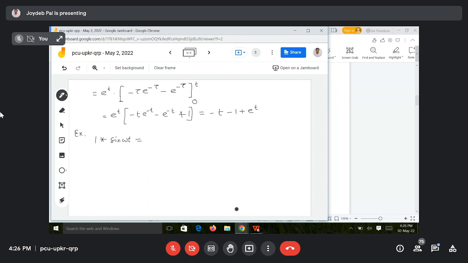It equals the integral from 0 to t of f(tau)... What is f(tau)? f(t) is 1. So in the rough page you write f(t) is equal to 1 and g(t) is equal to sin omega t, for f star g. Now f(tau), since f(t) is 1, is also 1.